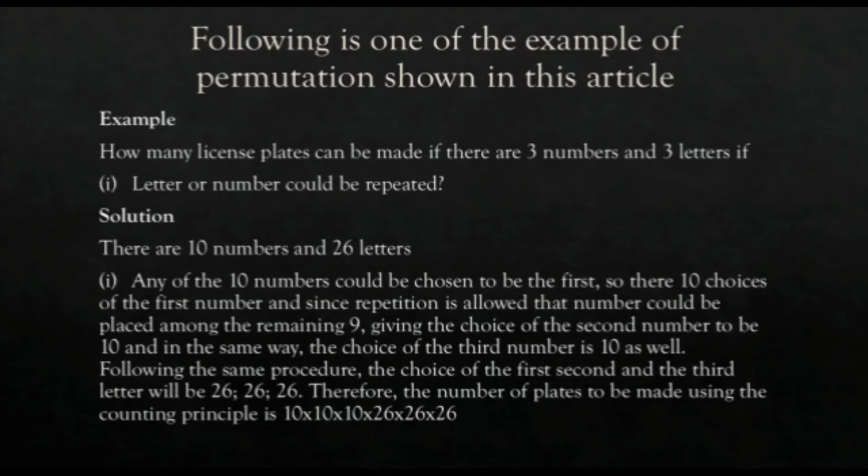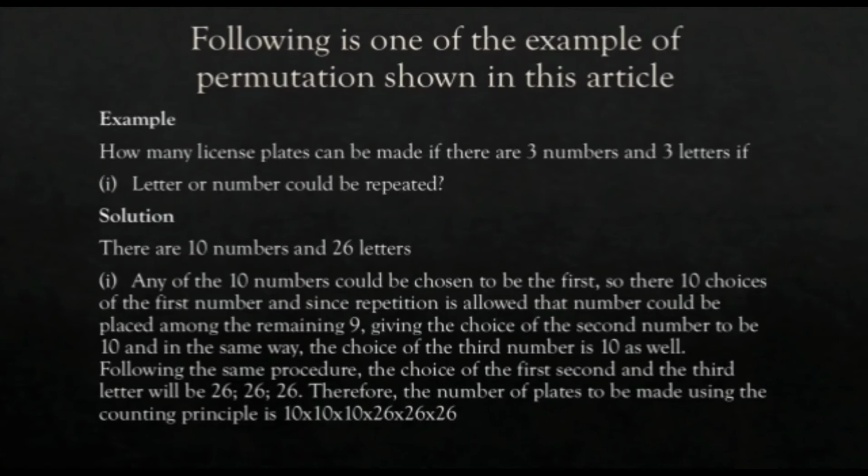The solution is, any of the 10 numbers could be chosen to be the first, so there are 10 choices for the first number. Since repetition is allowed, that number could be placed among the remaining 9, giving the choice of the second number to be 10, and in the same way, the choice of the third number is 10 as well. Following the same procedure, the choices of the first, second, and third letter will be 26, 26, and 26.